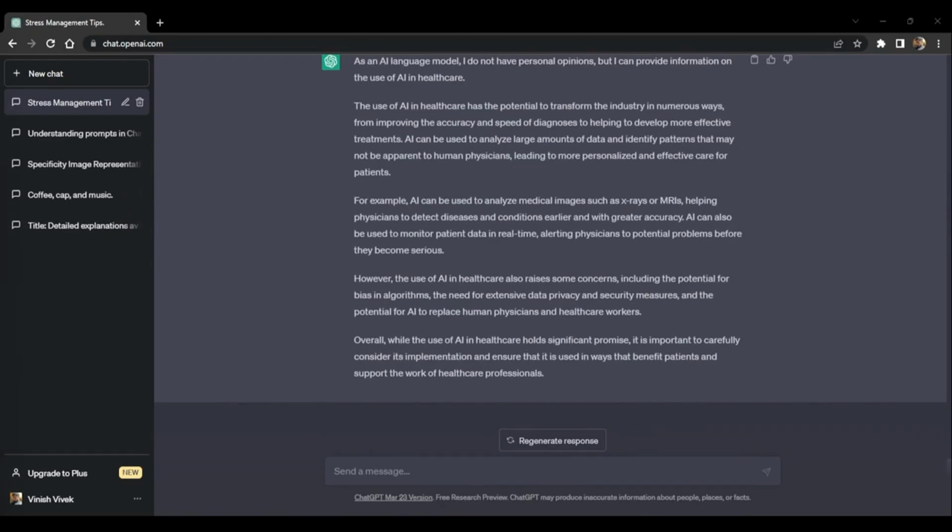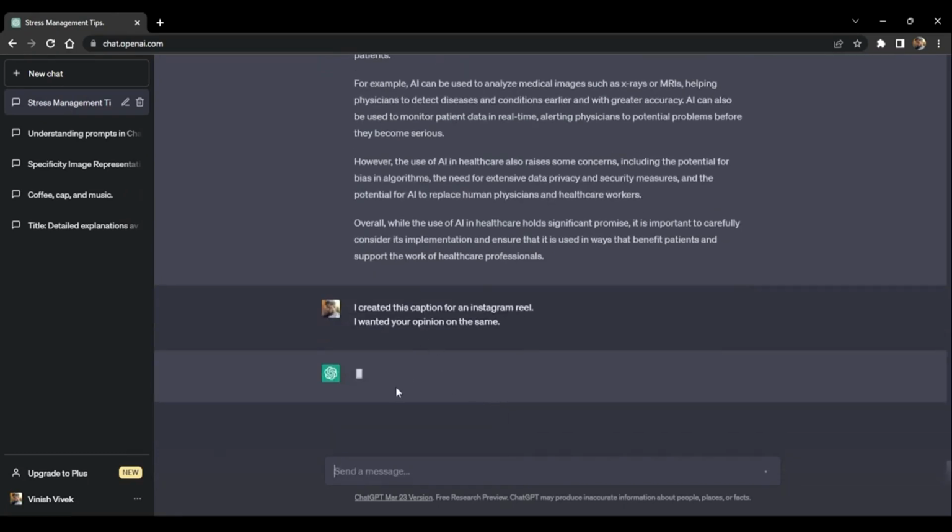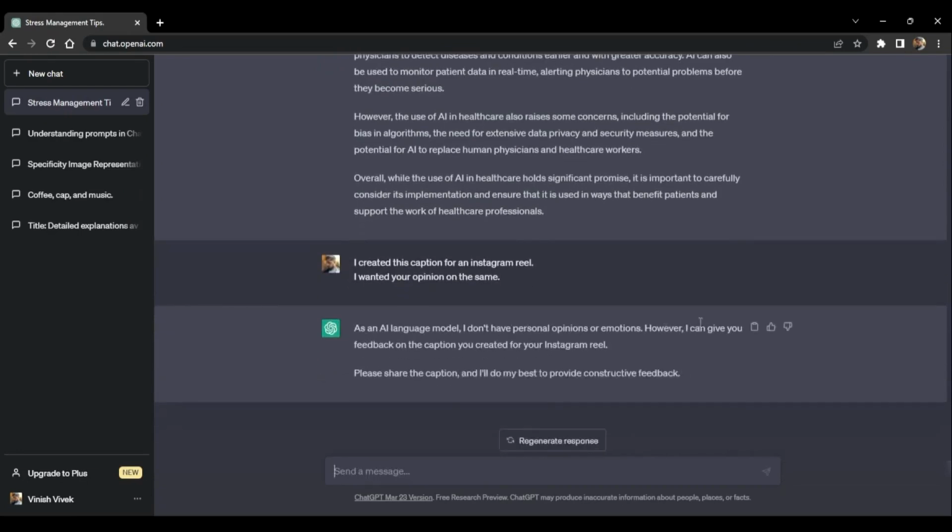One way to initiate an opinion is to ask ChatGPT for an opinion. Very simply put, for an example, this is something that I generally do with ChatGPT, where I tell ChatGPT that I created this caption for an Instagram reel and I wanted your opinion on the same. So when I say that, it says, as an AI language model, I do not have an opinion. However, I can give you feedback on the caption you created. Please share the caption and I'll do my best to provide constructive feedback.